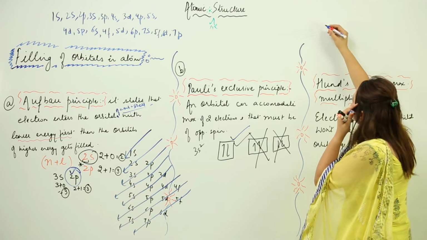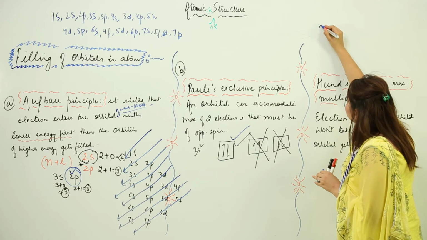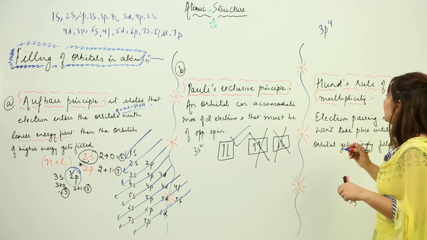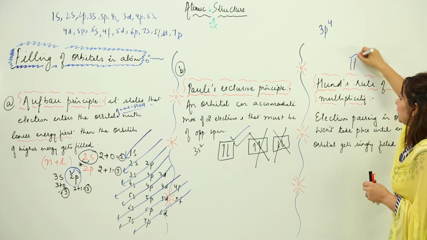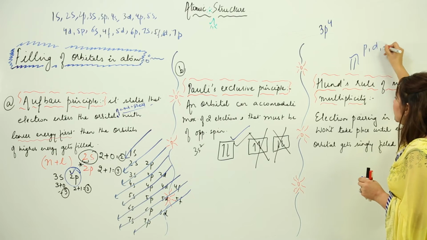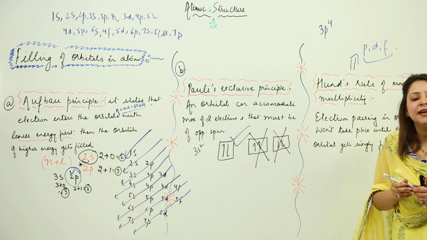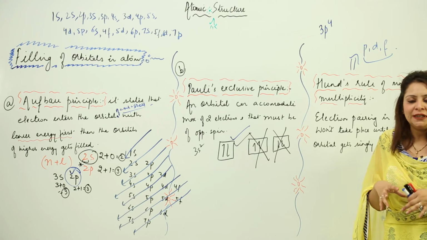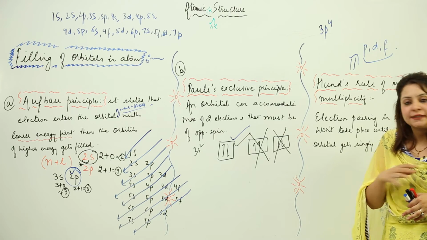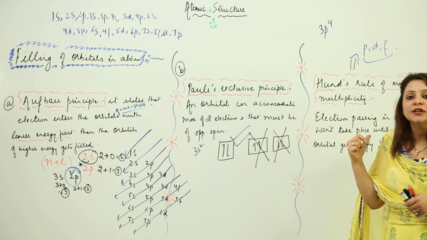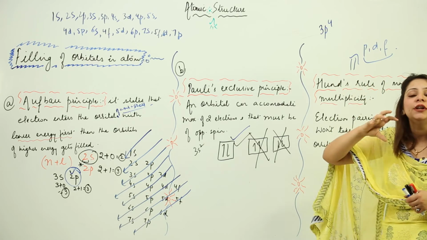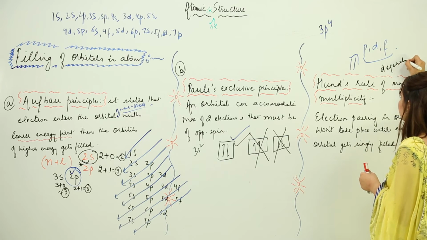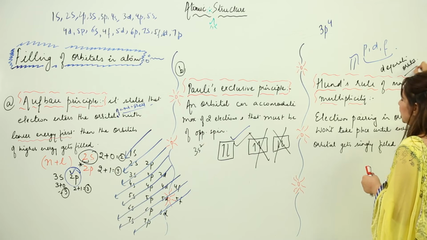See, if I tell you that I have 3p4, and one more thing to keep in mind, Hund's rule of maximum multiplicity is applicable only for p, d and f orbitals. Only for p, d and f orbitals, because p, d, f orbitals are actually degenerate orbitals. They have orbitals and their orbitals are of the same energy. So this rule is being followed only for the p, d, f, or only for the degenerate orbitals. Only for degenerate orbitals, that means orbitals with the same energy.